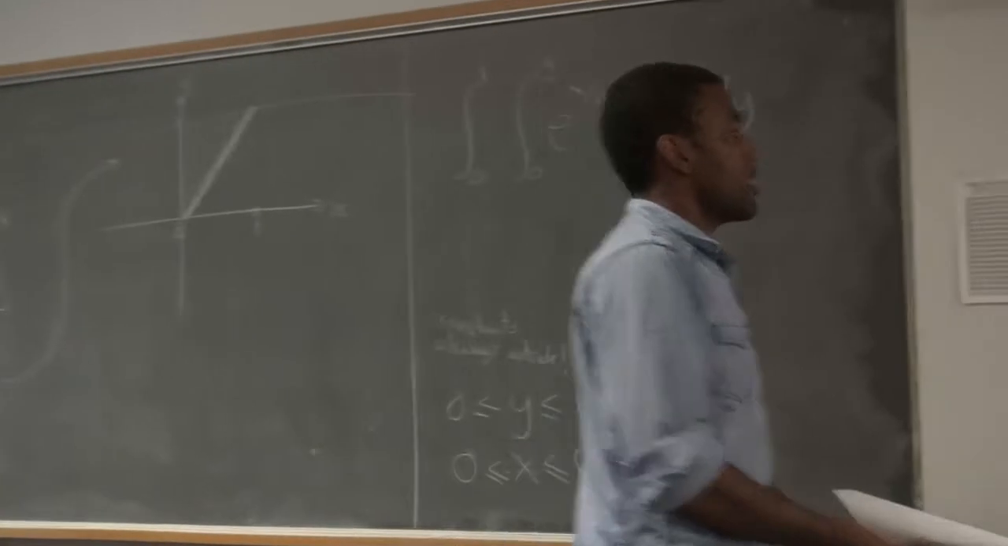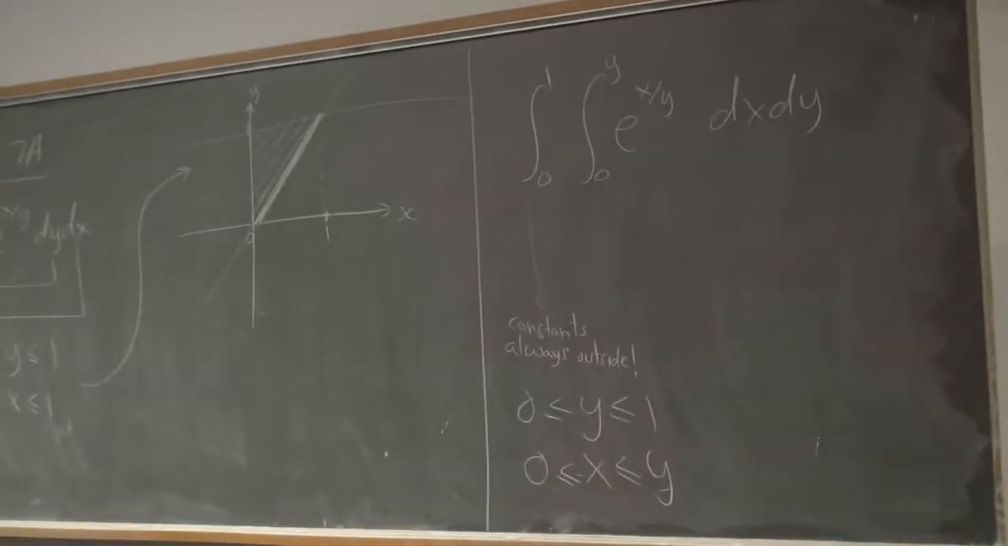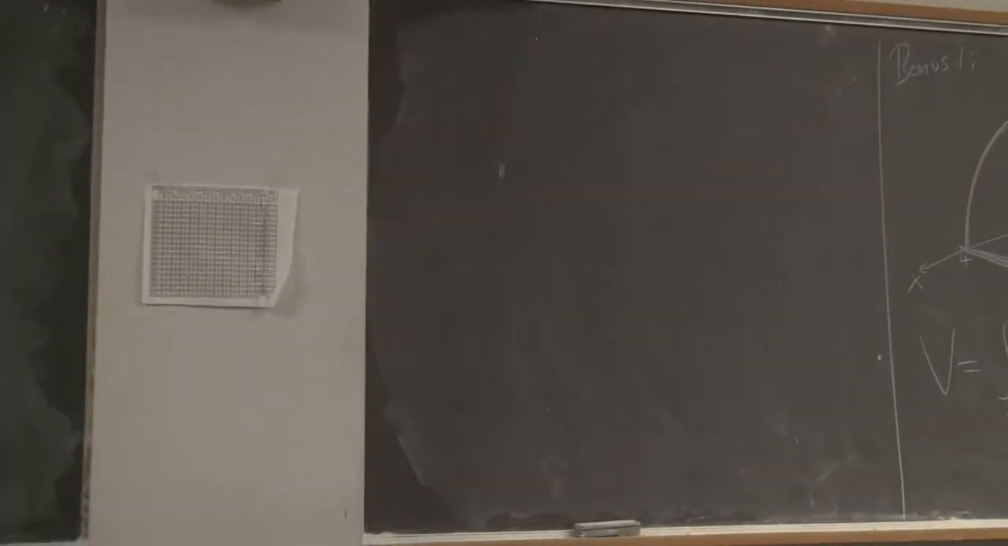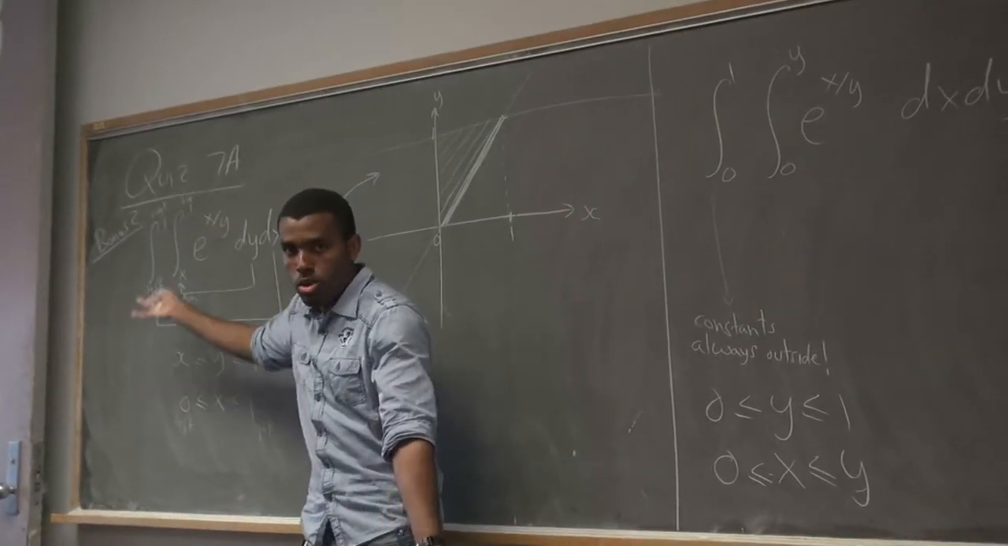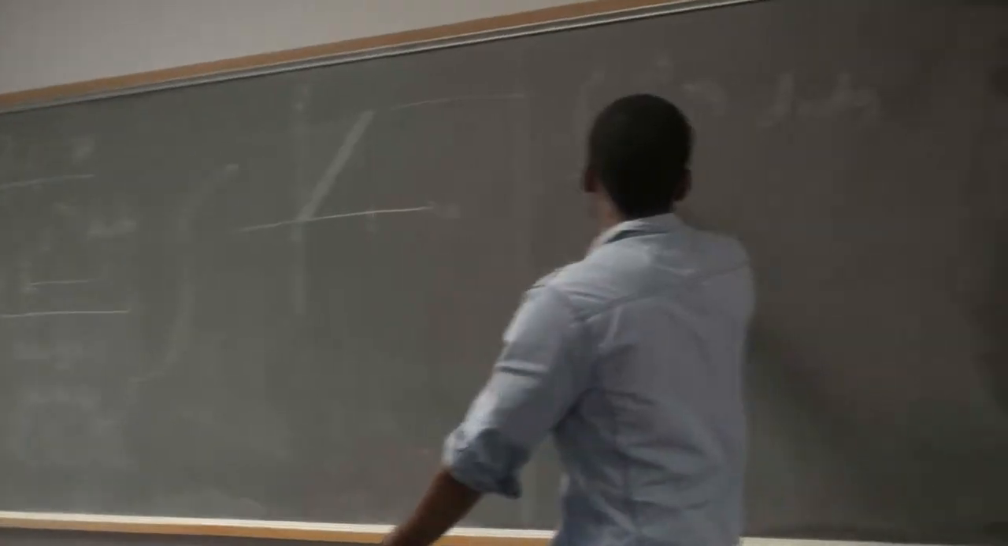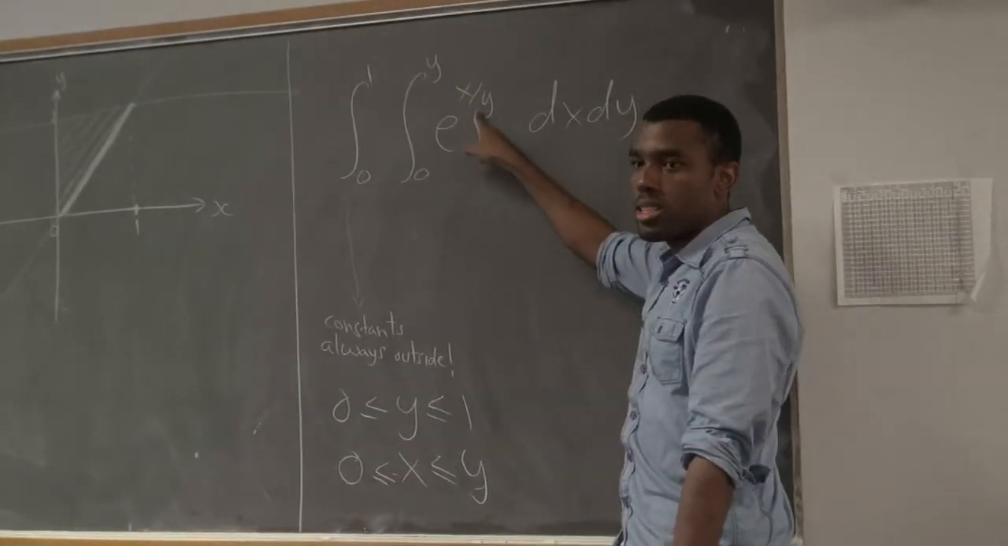It's y. So if I tried to integrate with respect to y, I couldn't do it because I had a 1 over y in the power, and e to the 1 over y we can't integrate. But now the variable is on top, the bottom is just a constant, that's fine.